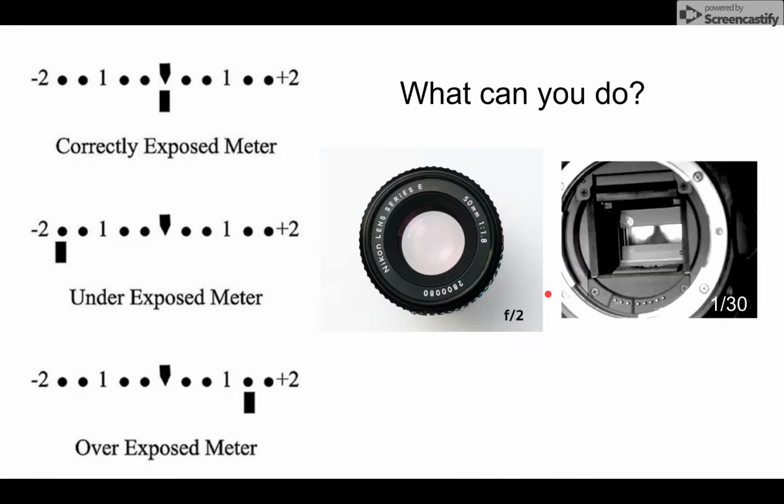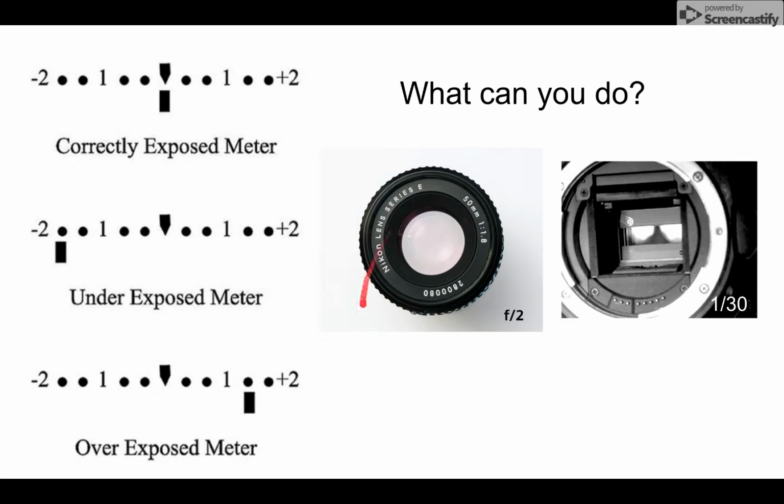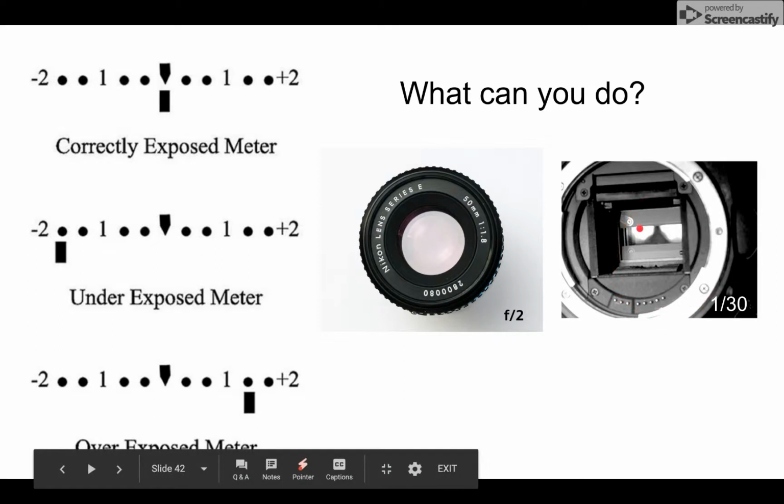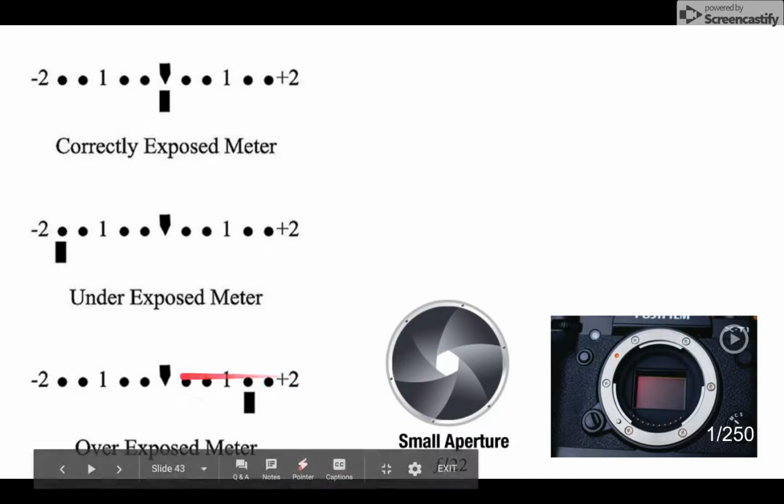So if you are letting too much light into your camera, you're down here in this overexposed meter. Some things that you can do is you can change the size of the aperture. If it's f2, that's really wide, maybe narrow it a little bit. Or if it's 1/30th of a second, that's kind of slow, maybe speed it up a little. Or again, here would be the example of a small aperture, which would help to let in less light, and then a faster shutter speed, which would help to let in less light. So you pick the option that's available that lets in less light.